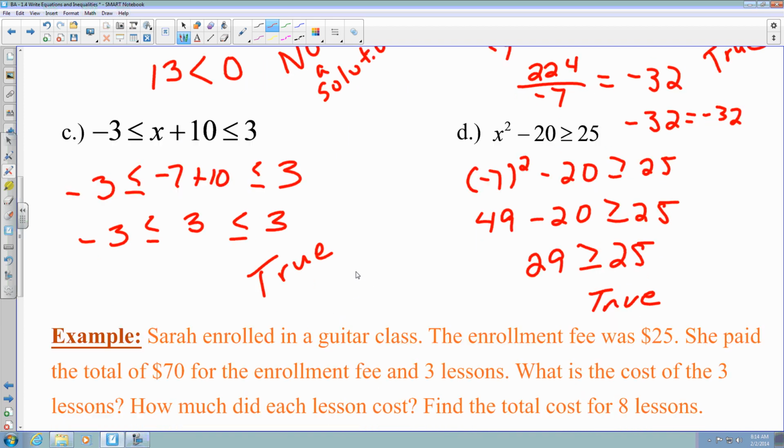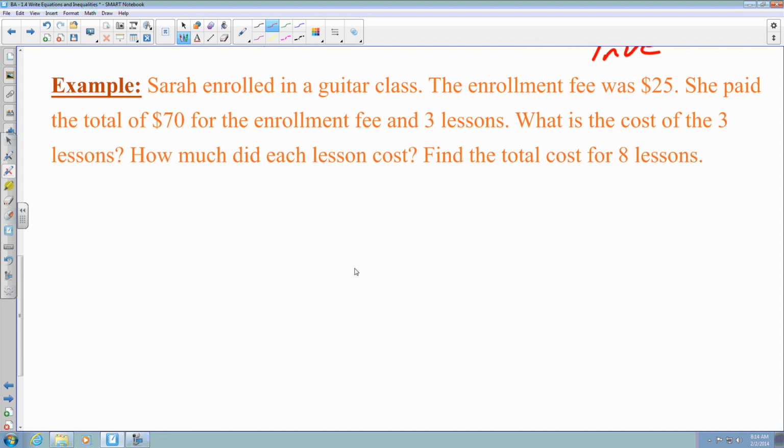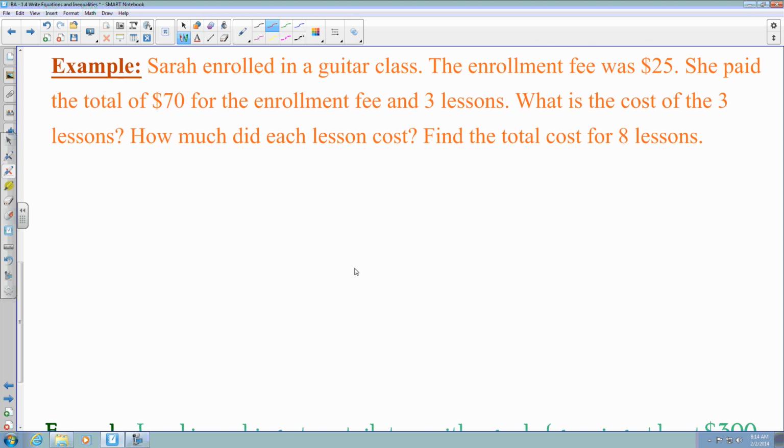All right, we're going to finish off with some word problems. It's telling us that Sarah enrolled in a guitar class. The enrollment fee was $25. She paid the total of $70 for the enrollment fee and 3 sessions. What is the cost of the 3 sessions? How much did each session cost? Find the total cost for 8 sessions.